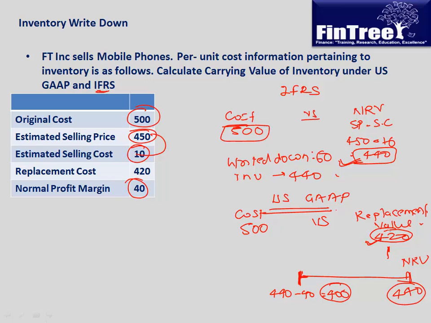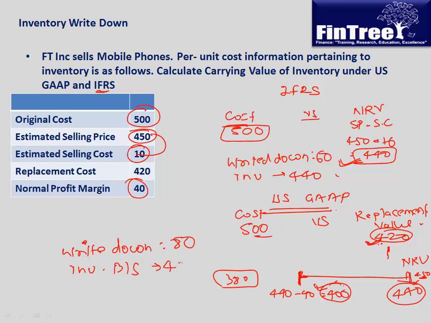Imagine a scenario where the replacement value was not 420. Had it been 380, then we would have used 400 in place of that replacement cost of 380. If the replacement cost was 450, then we would have used 440. But since in this case 420 is between 400 and 440, we use it as it is. Therefore, we will have an inventory write down. So inventory write down would be 500 minus 420, which is 80, and inventory value to be shown on the balance sheet would be 420. Let us move further.